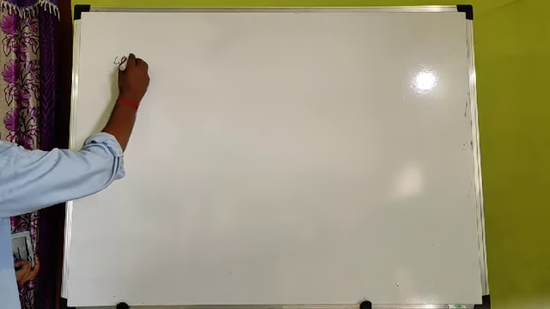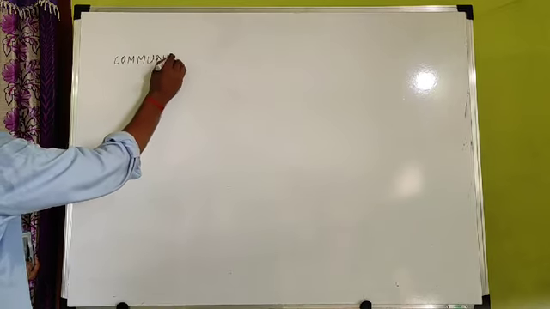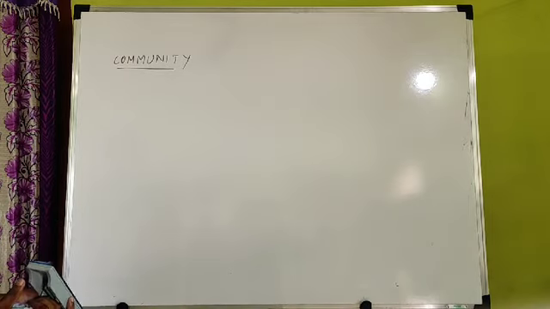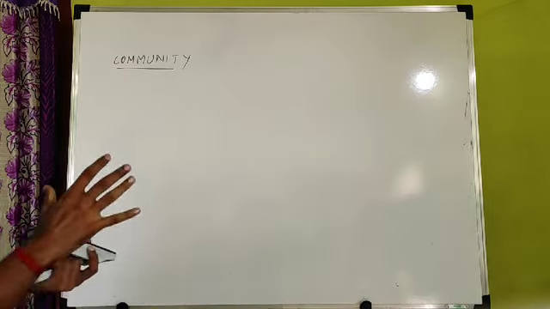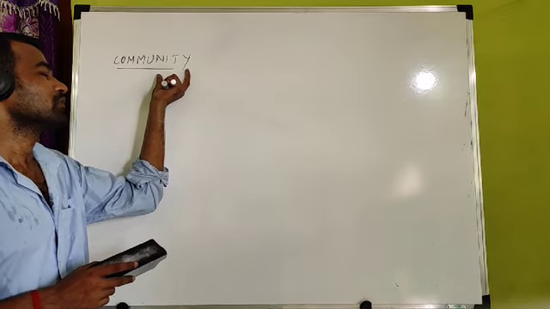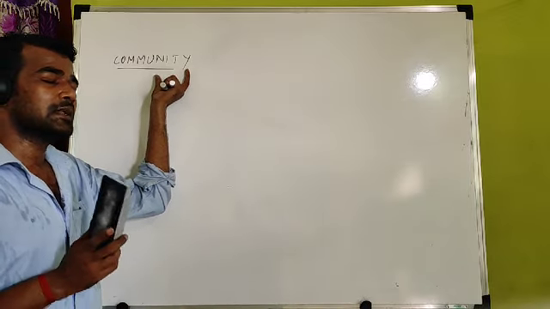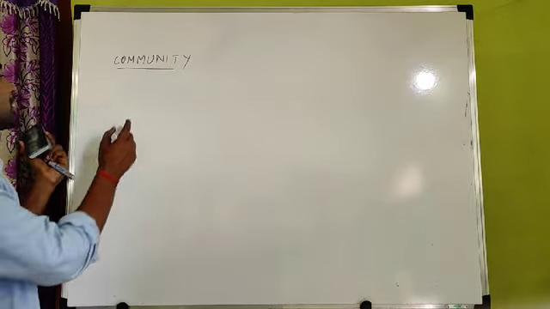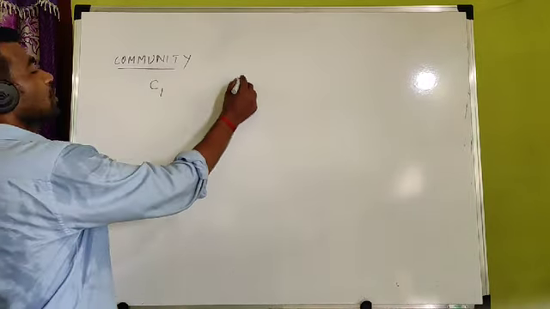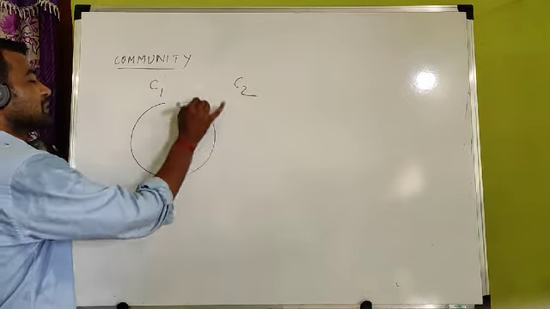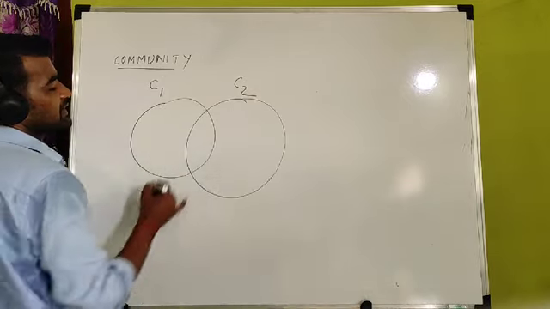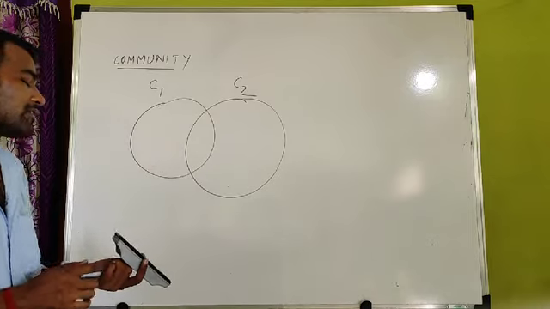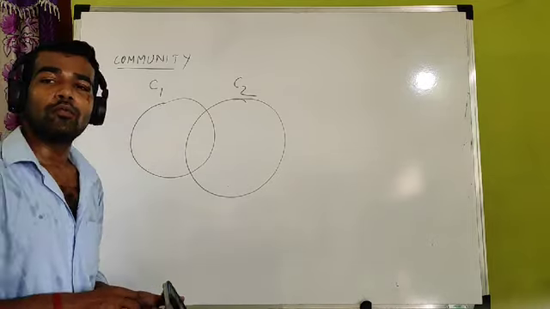Two communities are there. What is the definition of community? We completed it last class. Community means several populations belonging to different species of plants, animals and microorganisms present together. Let there be two communities, community 1 and community 2. One community is present here, another is present here. Here I have shown the two communities in an overlapping condition.